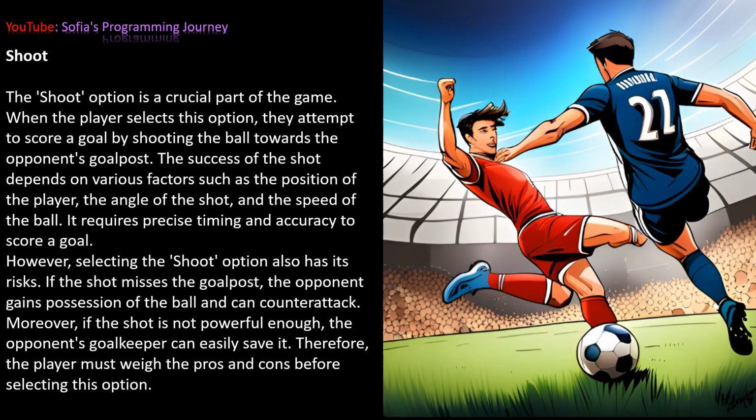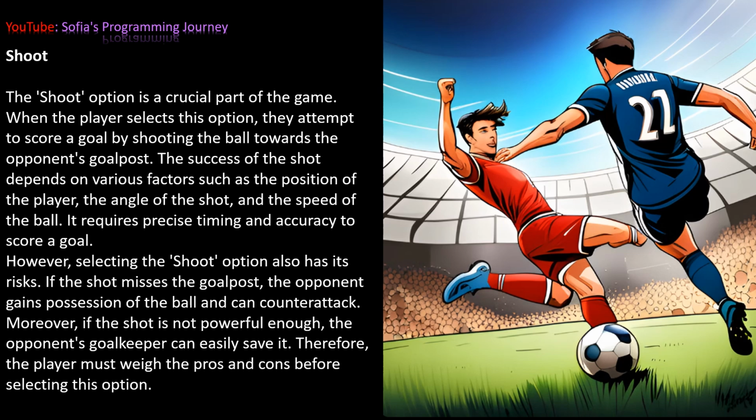The shoot option is a crucial part of the game. When the player selects this option, they attempt to score a goal by shooting the ball towards the opponent's goal post. The success of the shot depends on various factors such as the position of the player, the angle of the shot, and the speed of the ball. It requires precise timing and accuracy to score a goal.